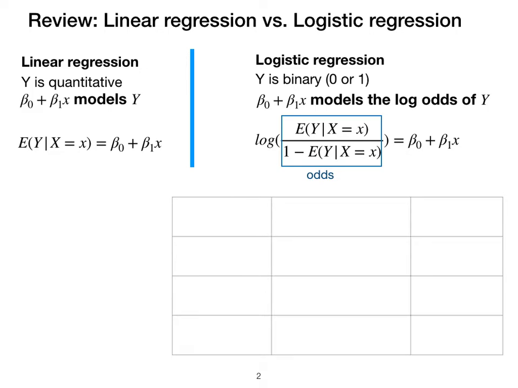I'm going to show you a table. In this table, I'm going to summarize a few quantities related to logistic regression model. The first one is probability. The second one is odds. And the third one is log odds.